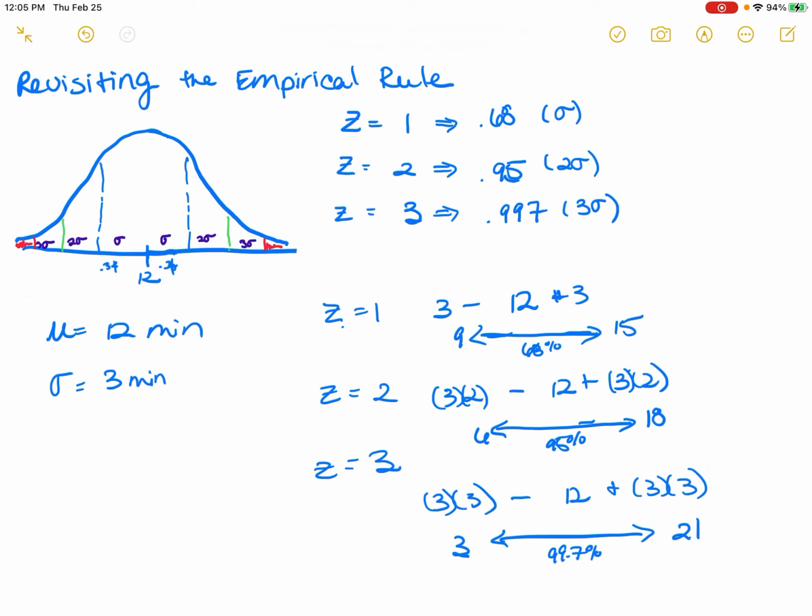And that's just revisiting the empirical rule. I would strongly encourage you to do Your Turn number 2 in the text just to get some practice.